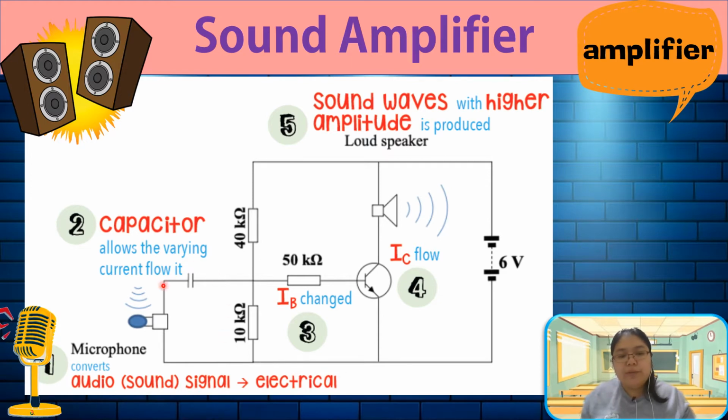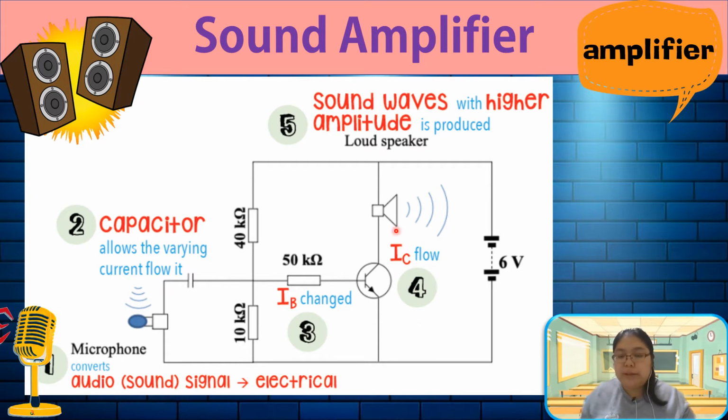Okay, after that we have the capacitor. The capacitor blocks at the middle. So you must state the function of the capacitor: it just allows the alternating current to flow in. After that it flows in, then we go to number 3. Number 3, now there is the base current. The base current will pass through the transistor. Then we go to number 4.